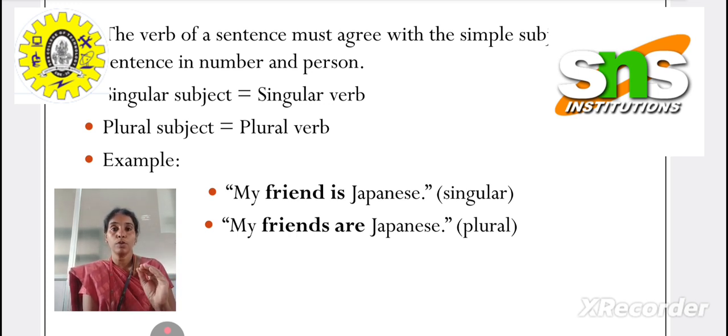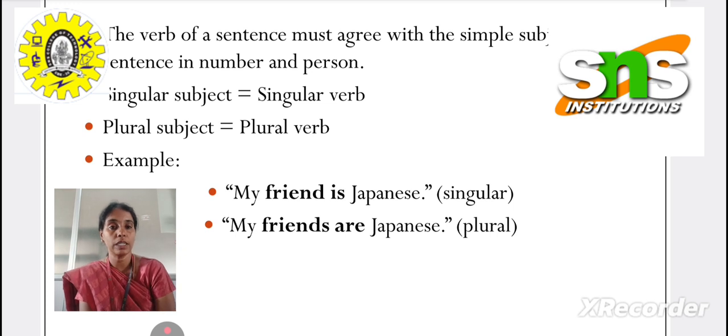So if you have a singular subject in a sentence, you should use a singular verb. If you have a plural subject, you are supposed to use a plural verb. This is the basic rule in subject-verb agreement. Here is a very small and simple example for that. Basically, in a sentence you have a subject, a verb and an object. We are here to see the agreement between the subject and the verb.